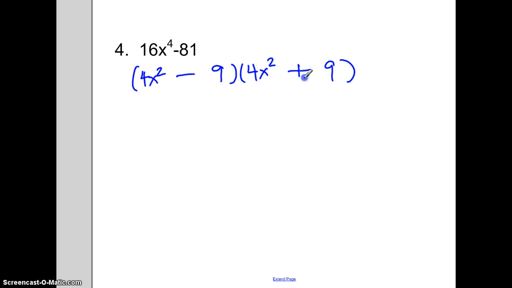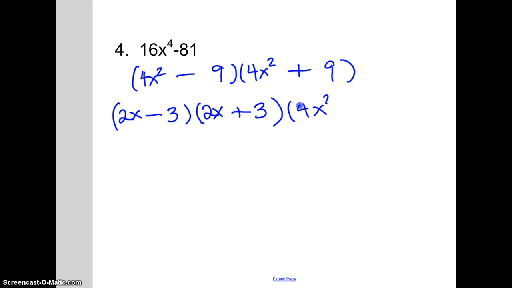There's nothing else we can do with that. The 4x squared minus 9 is another difference of squares, so we need to factor that a second time. Make two sets of parentheses, and then we're going to put 2x times 2x to get the 4x squared, and then 3 times 3 to get the 9, and then a minus in the middle and a plus in the middle. Don't forget to rewrite the 4x squared plus 9. And now this problem is completely factored.